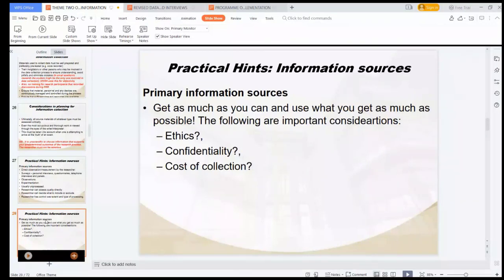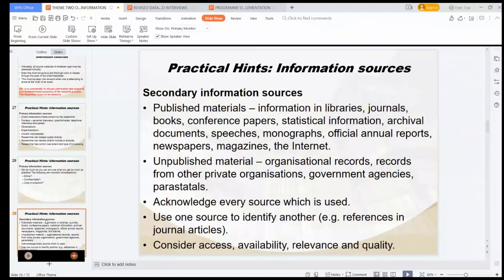In terms of secondary information sources, the hints are: these are published materials which include information in libraries, journals, books, conference papers, statistical information, archival documents, speeches, monographs, official manuals, reports, newspapers, magazines, and the internet. Some is unpublished material such as organizational records, records from private organizations, government agencies, and parastatals. Acknowledge every source which is used. Use one source to identify the other.